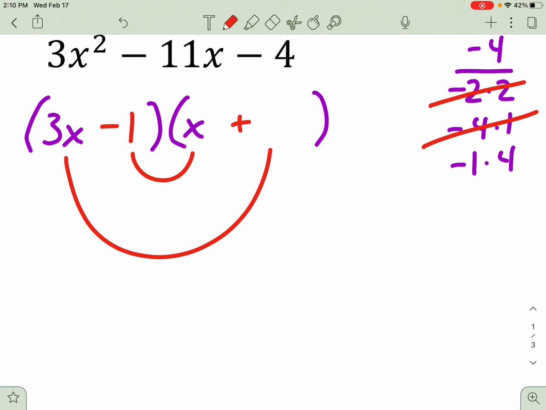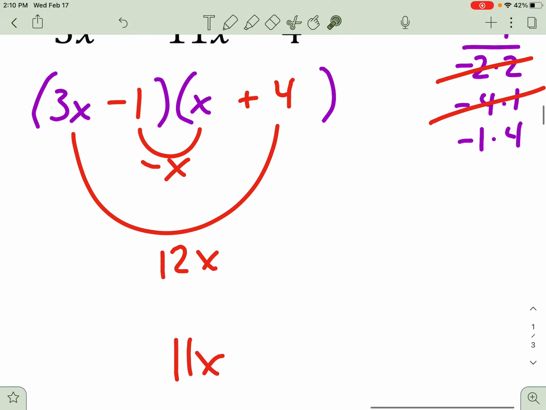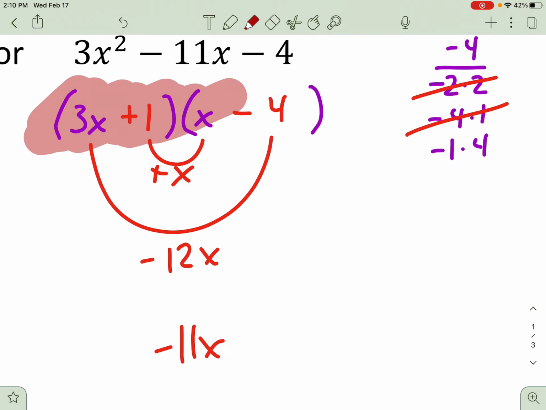Negative 1 and a positive 4. So this is a negative x, and this would be 12x, because 4 times 3 is 12. Okay, so now 12 minus 1 is a positive 11x. So again, we got to a situation where we got the right middle term, it's just not the right sign. So what do we do? We change these signs to negative and a positive. Okay, and that should give us a positive 1 and a negative 12, which would give us a negative 11. So our solution is 3x plus 1 and x minus 4 are our factors.